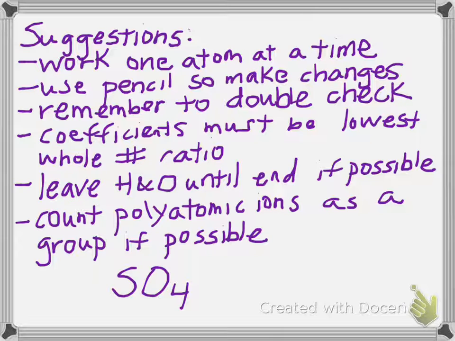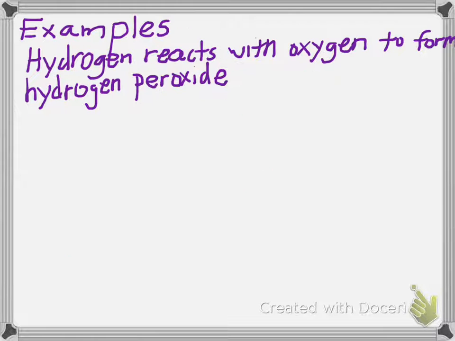This goes back to why it is so very important that you remember how to correctly write your polyatomic ions, and why I've asked you to memorize those 10, because it's going to be easier for you to recognize them and then work from there. So we're going to move on to some examples of using all of this that we've talked about today. We are going to do 5 examples here.